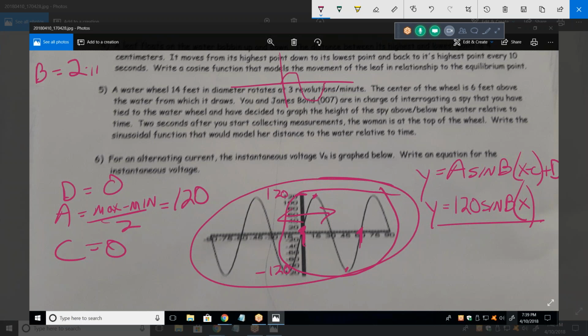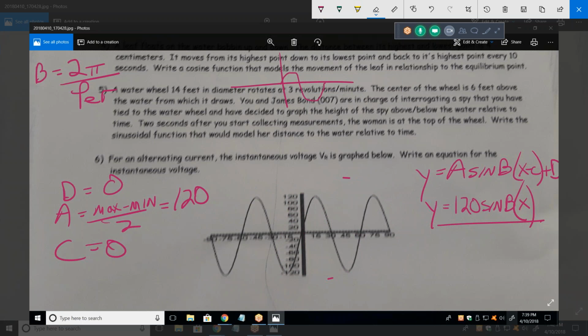B is 2 pi over the period, so 2 pi divided by the period. Well, let's figure out what the period is. It's pretty easy to figure out the period. You just have to figure out peak to peak or valley to valley or the midpoint to the next midpoint. You could go from here to there. You could go from here to there. Very important that you understand how to figure the period. So, if I do the two most logical points, what is the period?